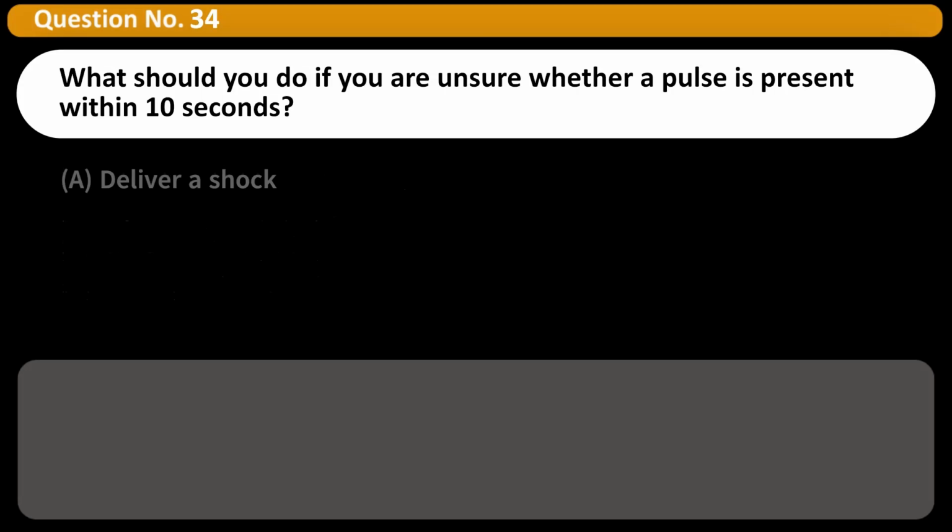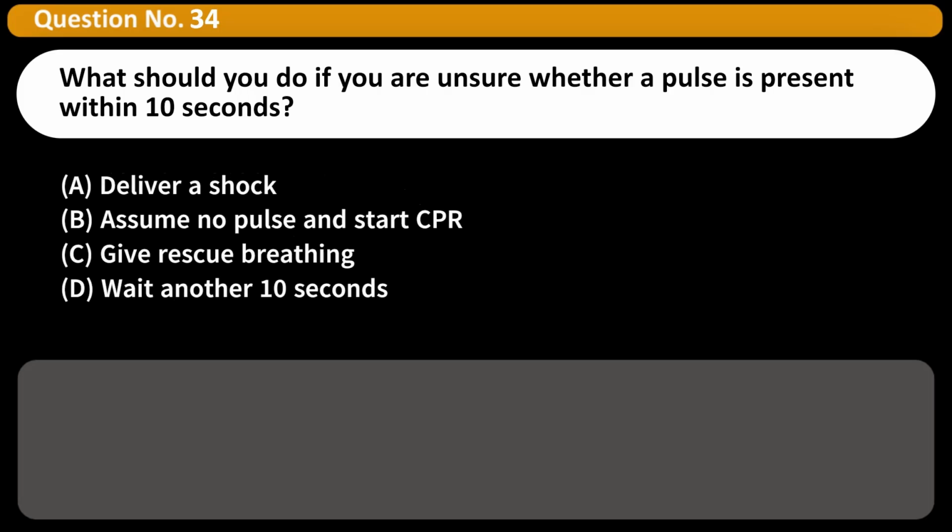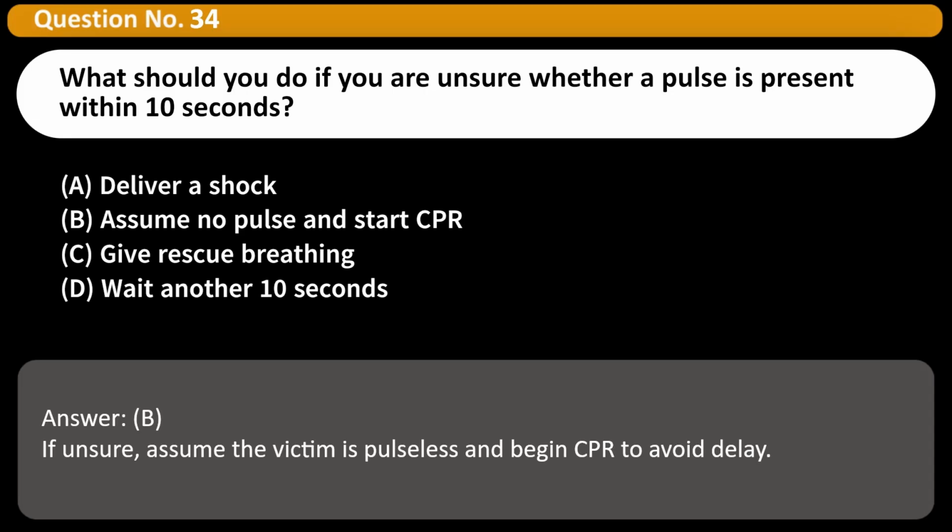What should you do if you are unsure whether a pulse is present within 10 seconds? A. Deliver a shock. B. Assume no pulse and start CPR. C. Give rescue breathing. D. Wait another 10 seconds. Answer: B. If unsure, assume the victim is pulseless and begin CPR to avoid delay.